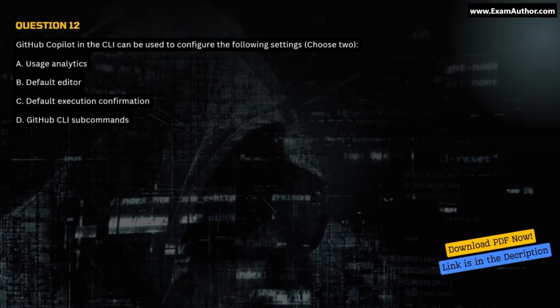Question 12. GitHub Copilot in the CLI can be used to configure the following settings. Choose 2. A. Usage Analytics. B. Default Editor. C. Default Execution Confirmation. D. GitHub CLI subcommands. Correct answer A and C.